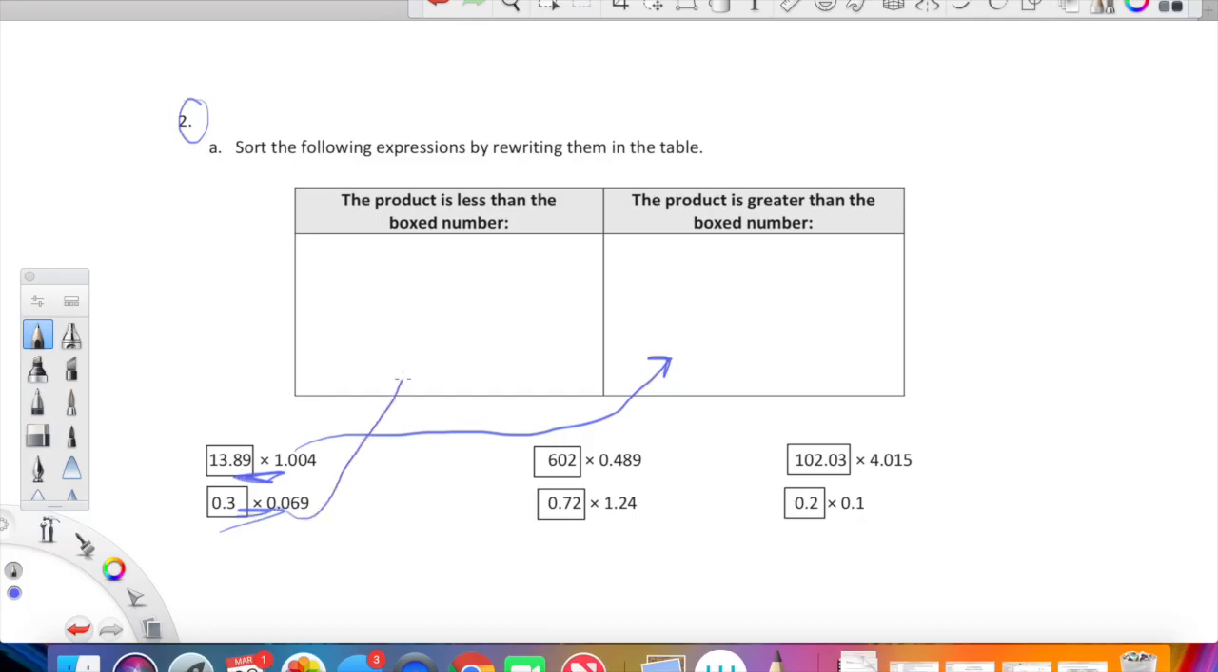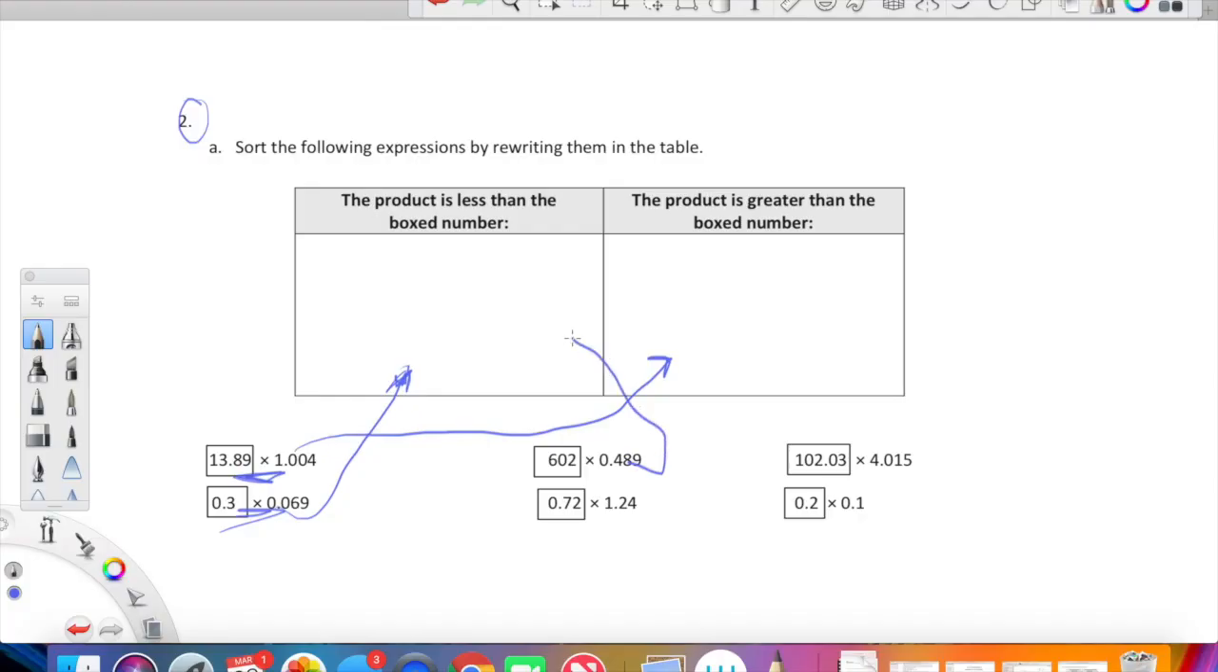So go there. Okay, that was really bad. All right. And then 602 times 0.489 would go in the less than box. So drag that over there. That is such a bad arrow.